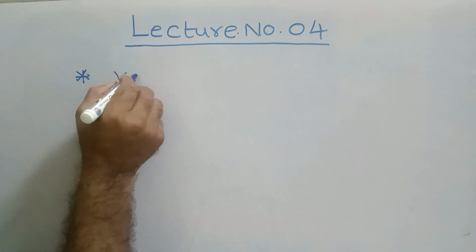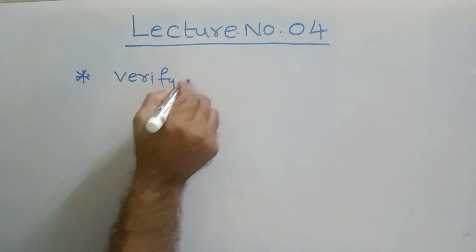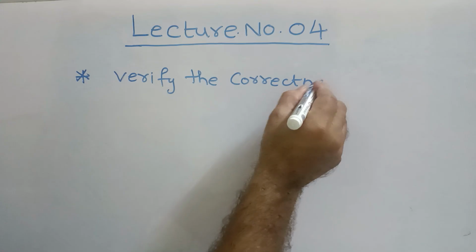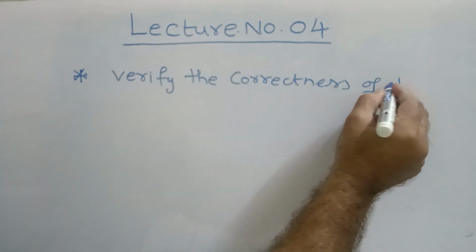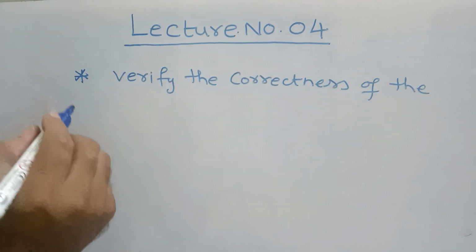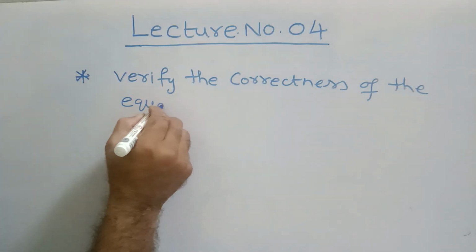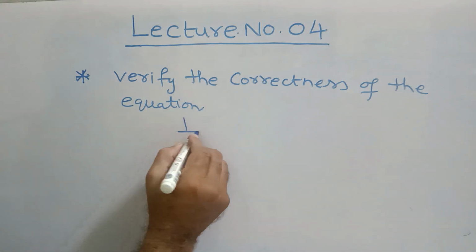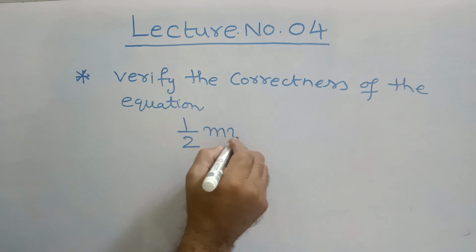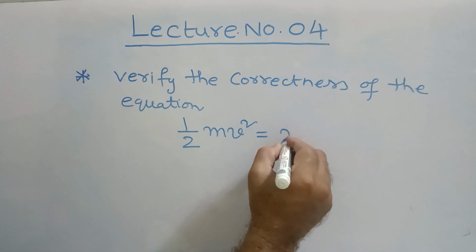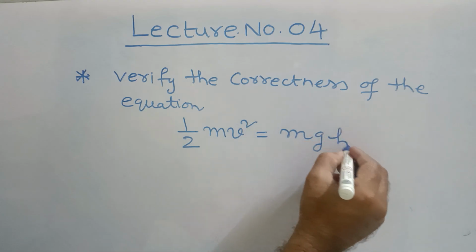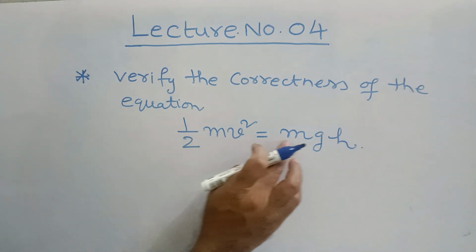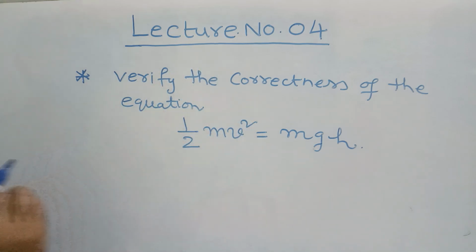So, verify the correctness of the equation. The equation is given like this: half m v square is equal to mgh. This is the given equation. Half mv square is equal to mgh. Verify the correctness. Nothing but what? This is the left hand side.